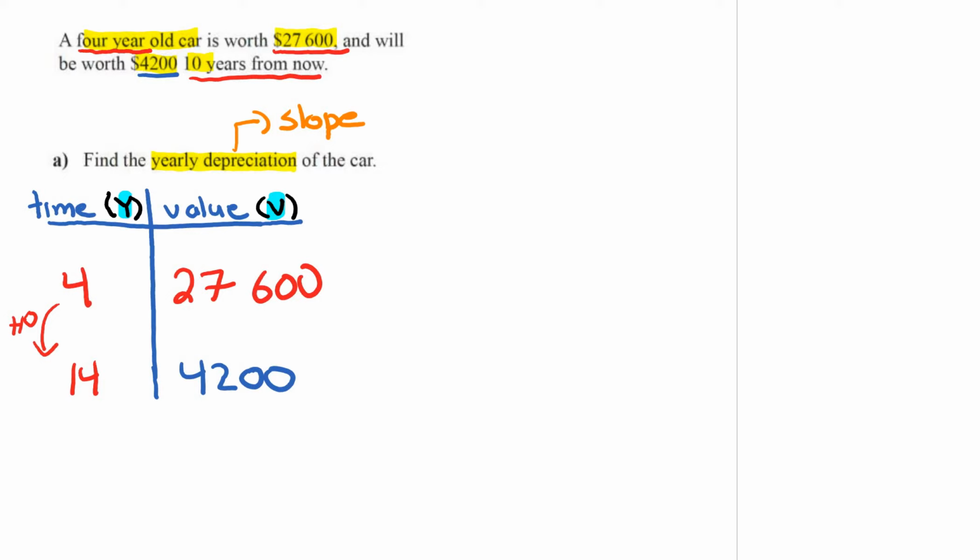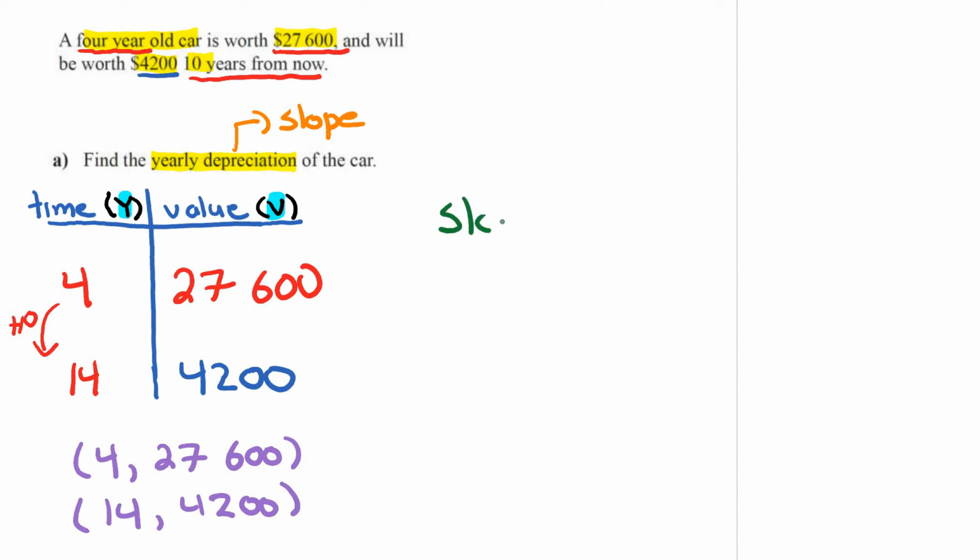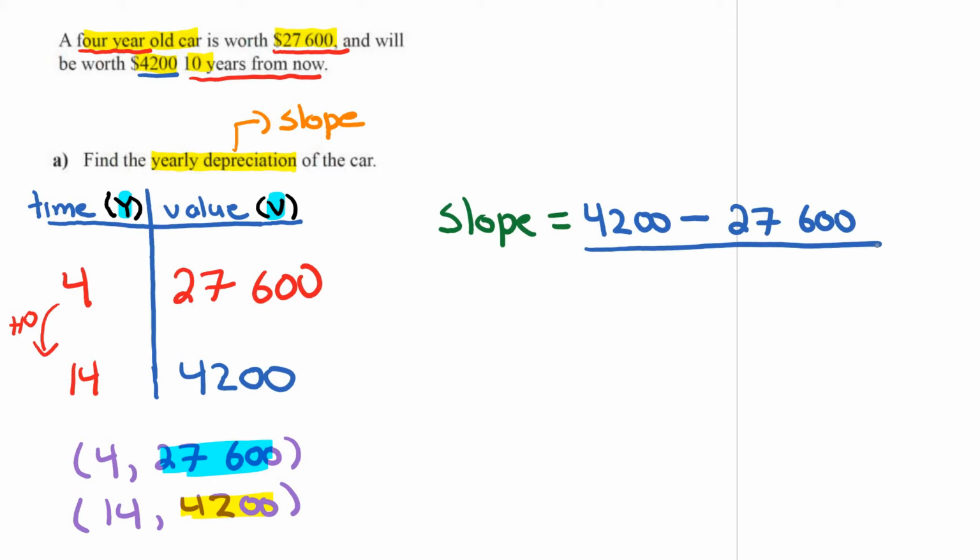Now let's write the coordinates here. The coordinates are 4, 27,600, and the other coordinate is 14, 4,200. If you want to find the slope, it's y2 minus y1 over x2 minus x1. So your y2 value is 4,200 minus your y1 value, which is 27,600. Then we divide that by the x2 value, which is 14, minus our x1 value, which is 4.